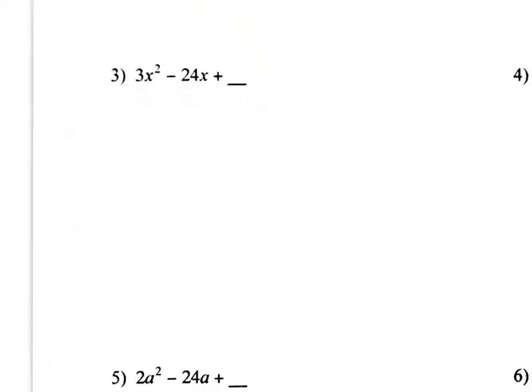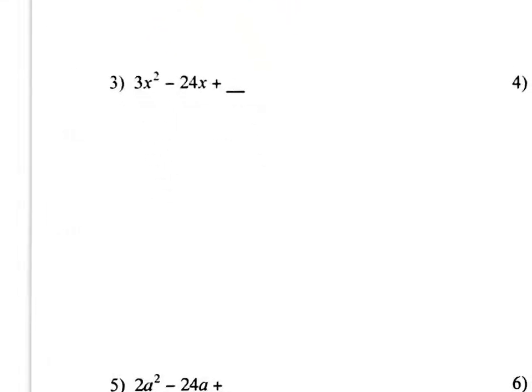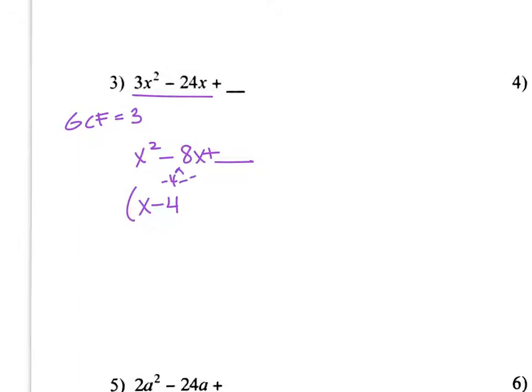Okay, question 3. Now 3 is a little bit different because there's a number in the very front. So anytime there's a number in the front, you have to remember to do GCF first. So my GCF is 3, which means the problem I'm going to really be doing is x squared minus 8x plus blank. I got the 8 because I did -24 divided by 3. So now if I work this problem out, that's going to be x minus 4, because I split this to be -4 and -4 squared. And then -4 times -4 is positive 16.